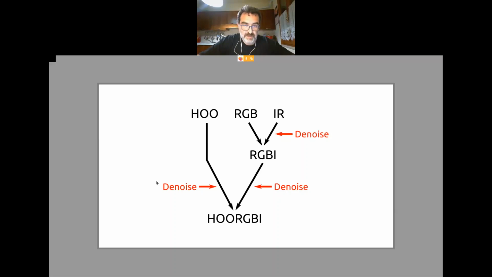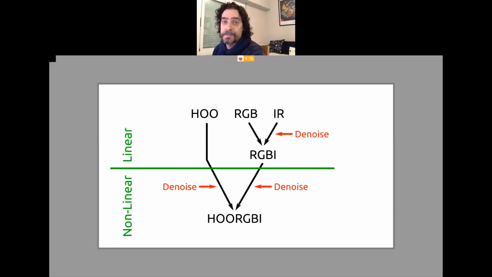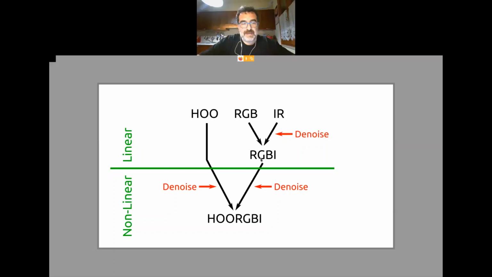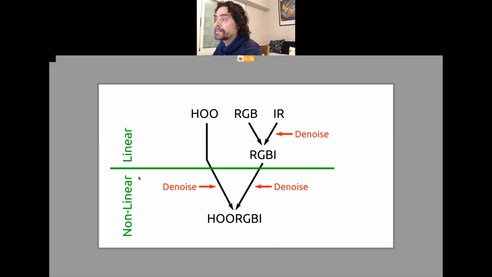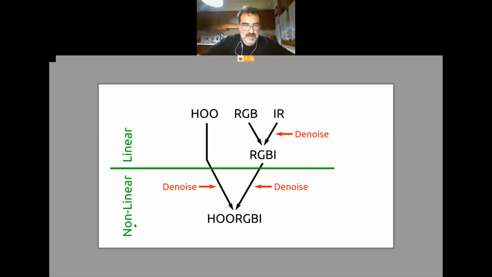We should also take into account that this is very specific to this example, but I applied the first denoising in the linear state because the broadband components were merged while the image was still linear. And then the second and third denoising steps were applied while the images were already non-linear after stretching.